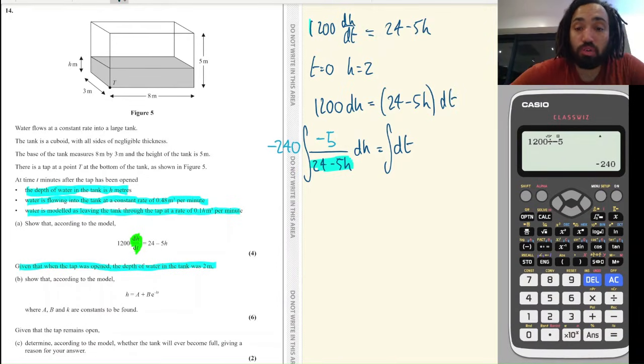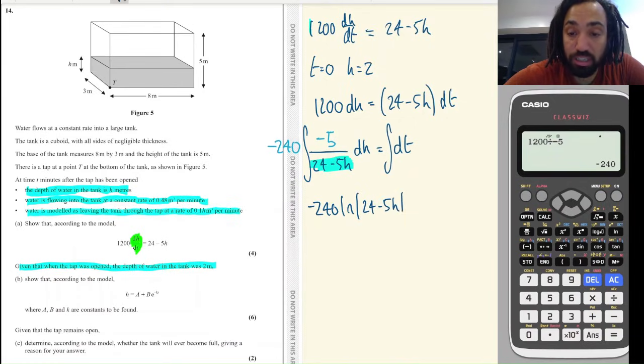And that's really helpful because now we can just integrate this using the ln rule. And the ln rule states that if the denominator's derivative is the numerator, then the integral will just be ln of the denominator.